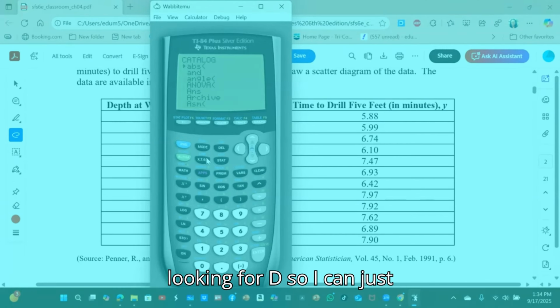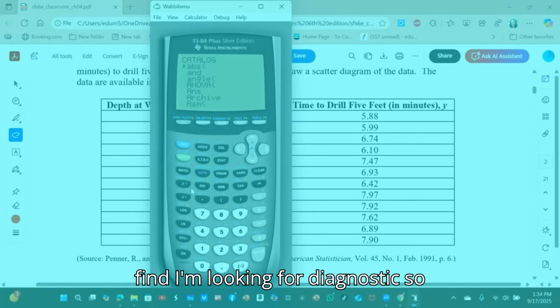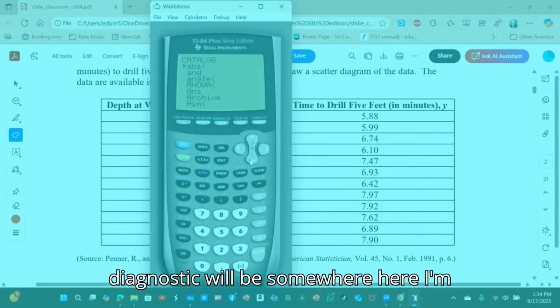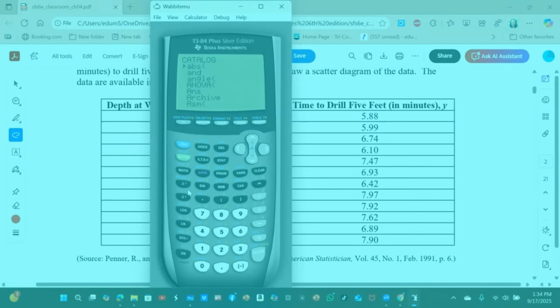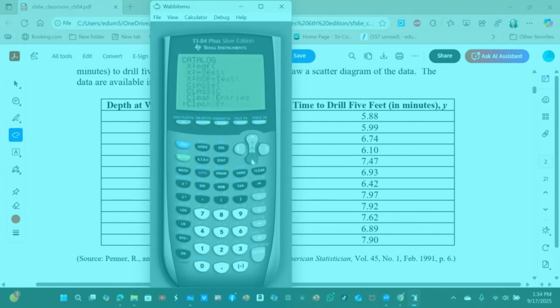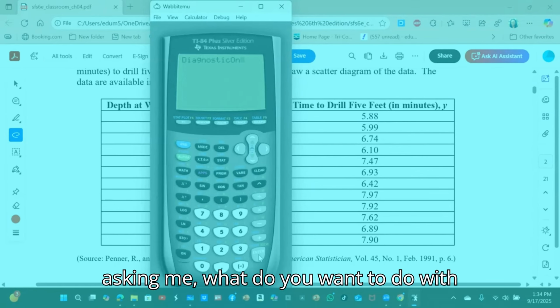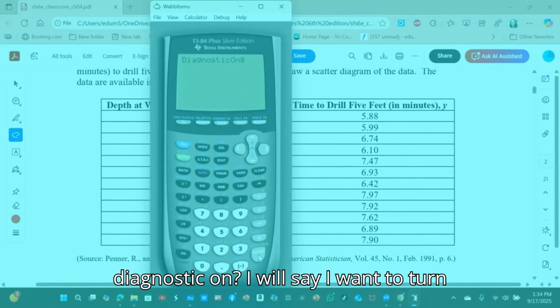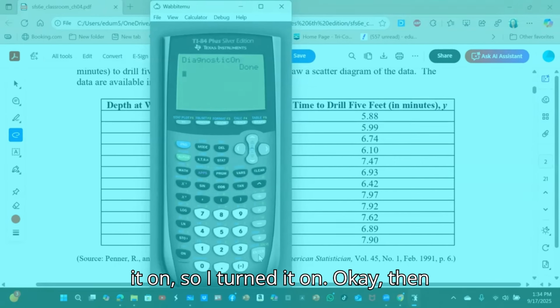Then I'm looking for diagnostic, so diagnostic will be somewhere here. I'm looking for D, so I'm turning diagnostic on. I can actually arrow down and look for D. So looking for diagnostic on, see, found it. So I hit enter. And it's asking me, what do you want to do with diagnostic on? I said I want to turn it on, so I turned it on. Okay, then I'm ready to calculate.